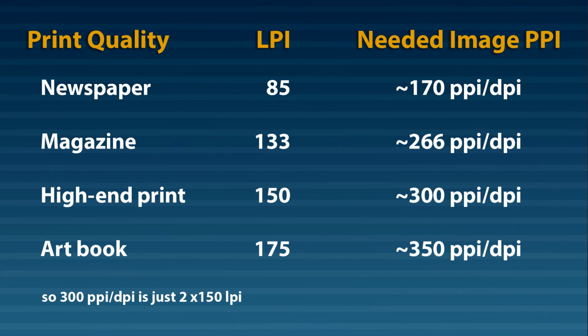Here's a chart for you. You've got the kind of print quality on the left, you've got the lines per inch going down the middle, and so you've got the needed image PPI, which is pixels per inch, or DPI, which is dots per inch on the right. So for a newspaper, 85 lines per inch, which multiplied by 2 gives you 170 PPI or DPI. But the third one down, look, for a high-end print. Normally that's about 150 lines per inch, which if you multiply by 2, you get 300 dots per inch.